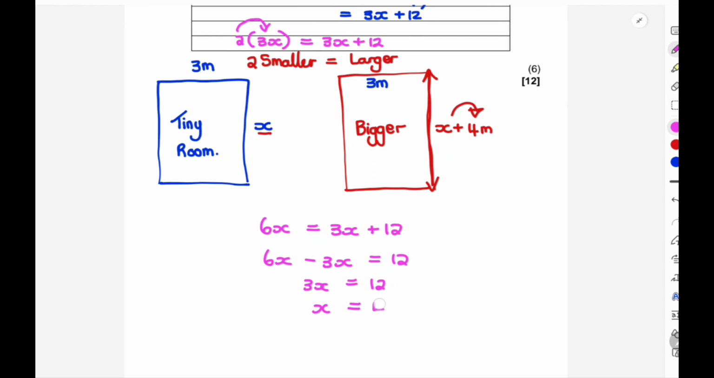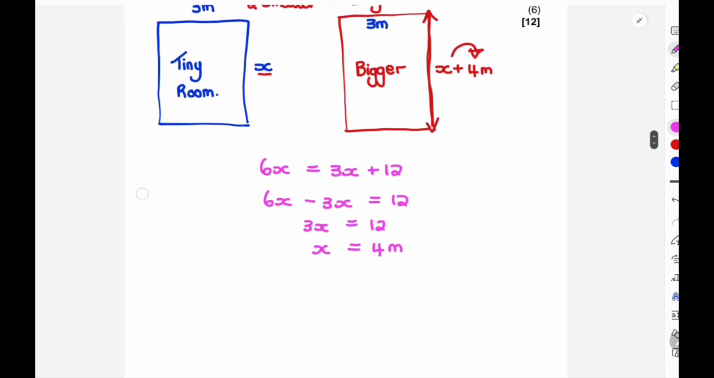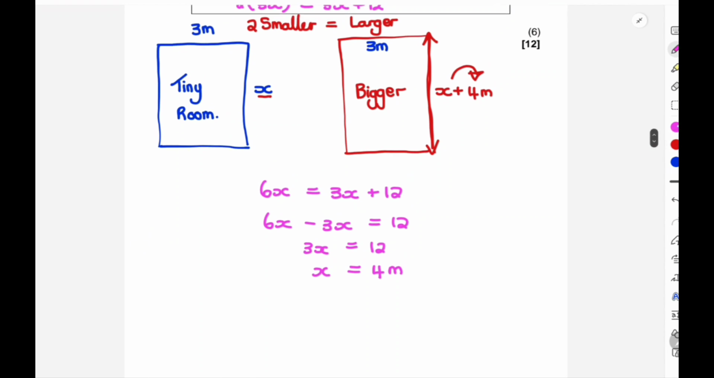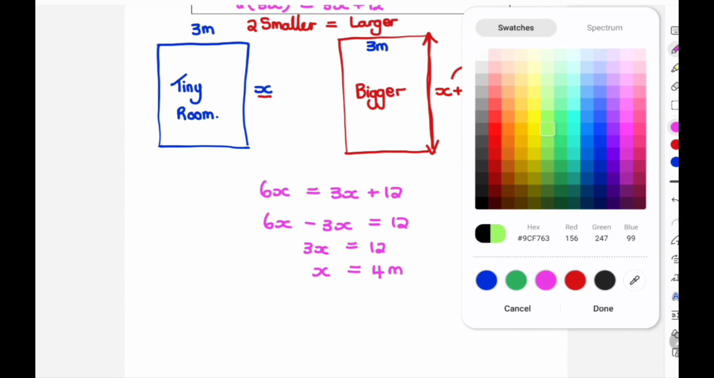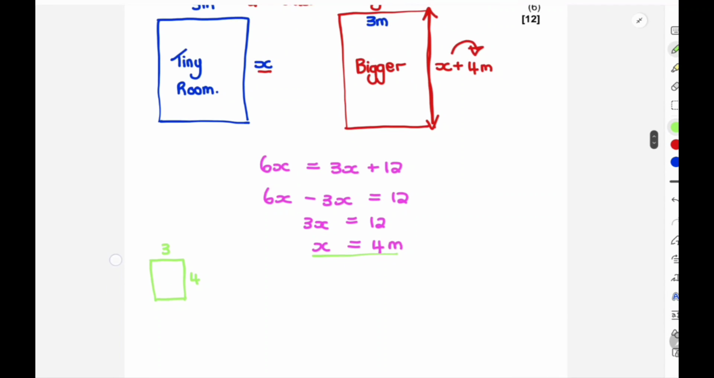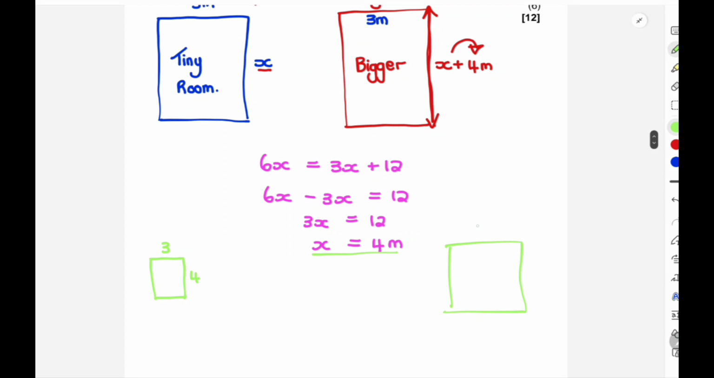And then you get x is 4 meters. So now we just want to go test this and see whether it does make sense. So the tiny room, the smaller room, the original room, was 3 by 4, if x is 4. Then the area of the larger room was 3 by 4 plus 4, which gives you 8.